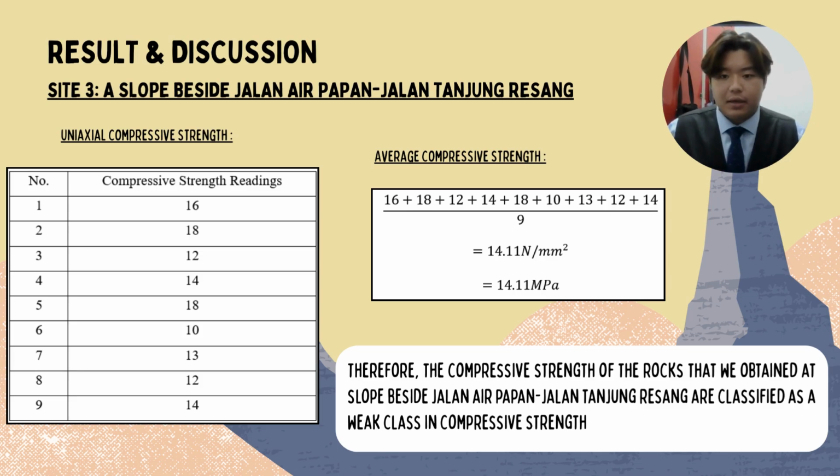And this is the uniaxial compressive strength that we obtained by using the rebound hammer test. The average compressive strength is 14.11 megapascal. Therefore, the compressive strength of the rocks that we obtained at the slope beside Jalan Air Papan to Jalan Tanjung Resang is classified as a weak class in compressive strength.